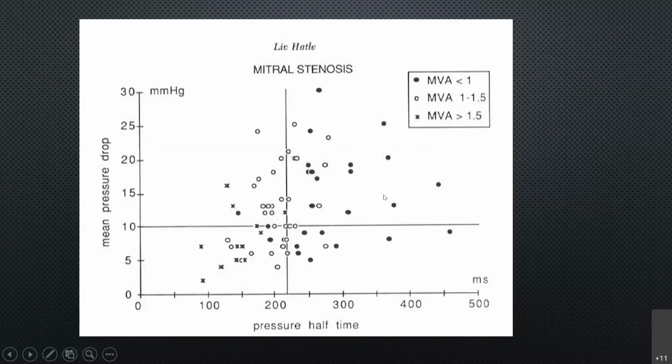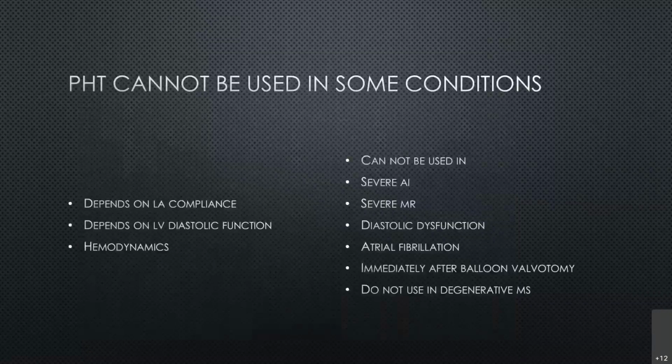But remember, these are younger folks. You cannot do this in older degenerative mitral stenosis. That would be wrong. So always remember that if it's degenerative, you have to be very careful with pressure half time. So it is excellent in younger folks, but it depends on your left atrial compliance. It depends on your LV diastolic dysfunction, and acutely, if there are hemodynamic changes, it will depend on that. Say you do a mitral valvotomy, within 3 to 5 days, you cannot use pressure half time to calculate the mitral valve area because the left atrial compliance changes acutely in such a situation.